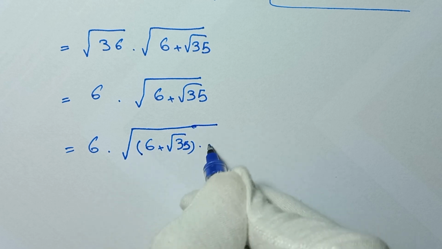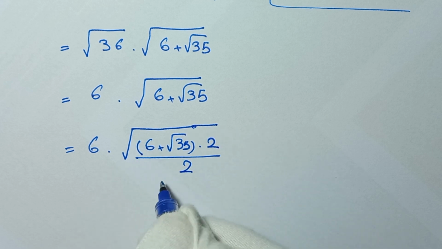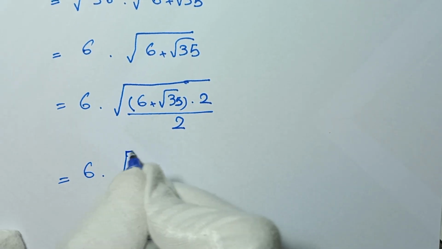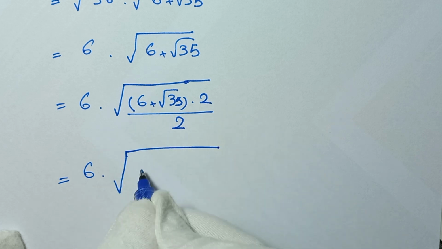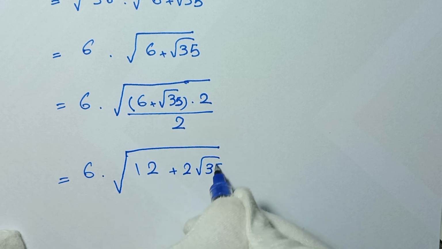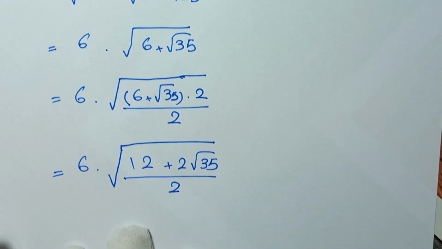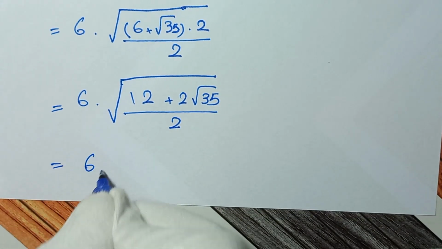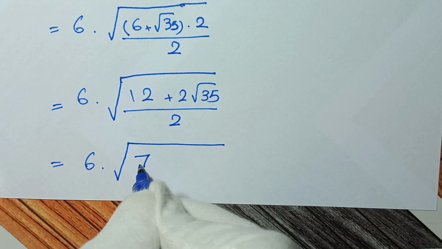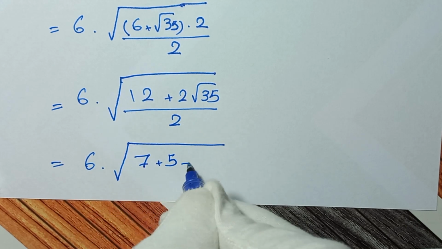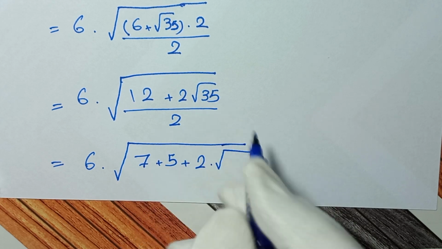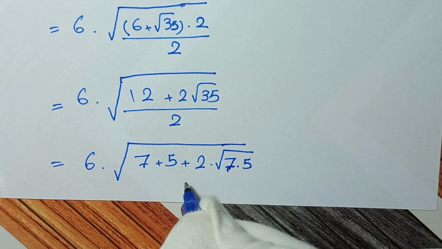We multiply by 2 and divide by 2, and it will be 6 times the square root of 6 times 2, which is 12, plus 2 times the square root of 35, all over 2. In the next step we write 6 times the square root of, and we can write 12 as 7 plus 5, plus 2 times the square root of 35, and we can write 35 as 7 times 5, right? And over 2.